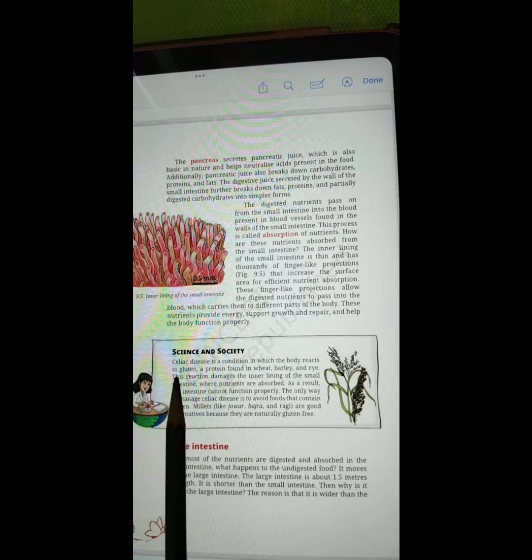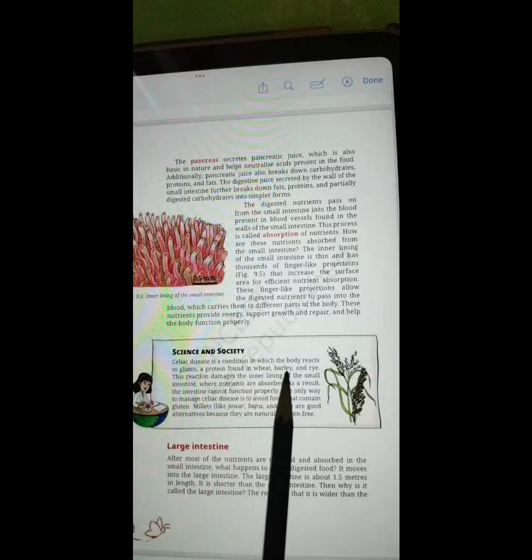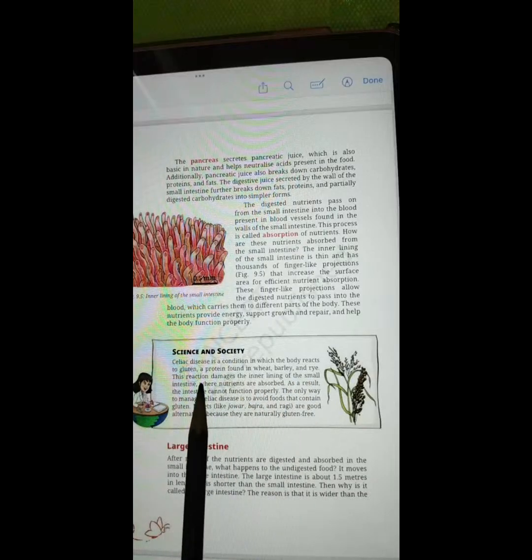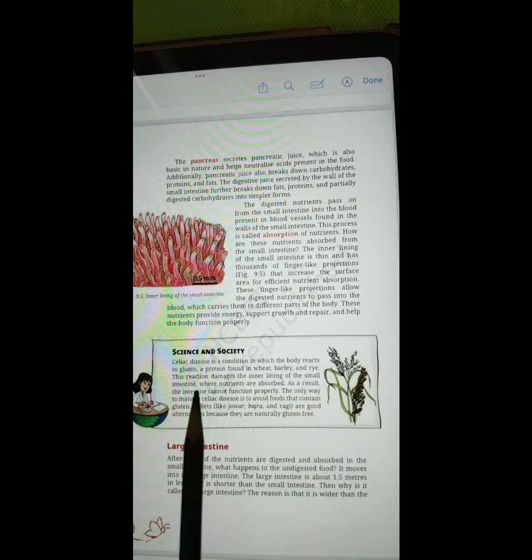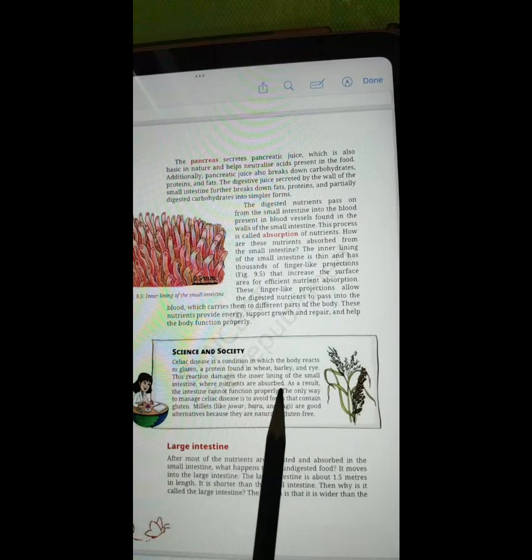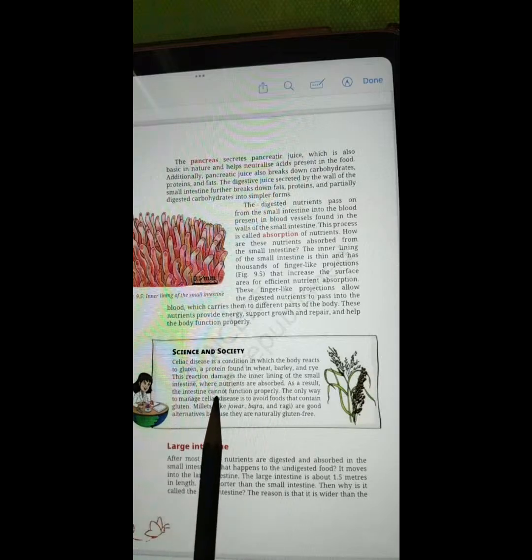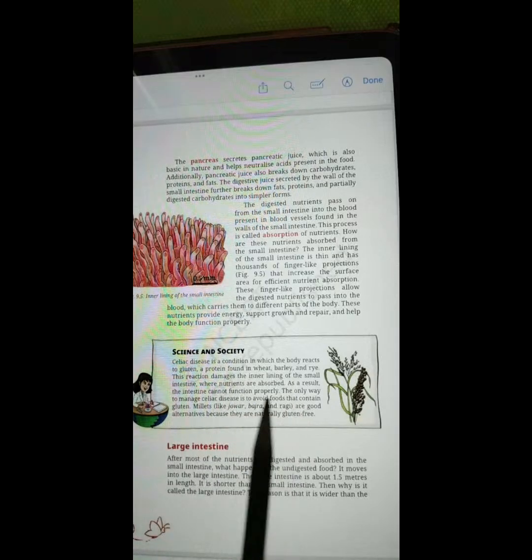Science and society. Celiac disease is a condition in which the body reacts to gluten, a protein found in wheat, barley, and rye. This reaction damages the inner lining of the small intestine where nutrients are absorbed. As a result, the intestine cannot function properly.